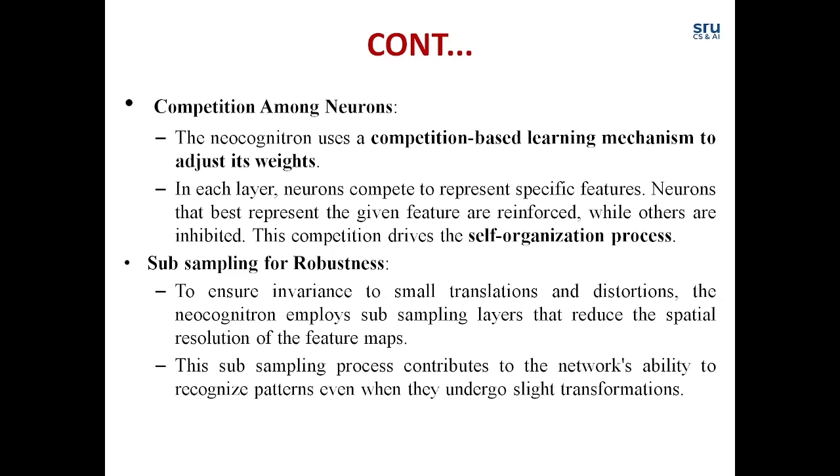Subsampling for robustness: invariance to small translation and distortion. The Neocognitron employs subsampling layers, which reduce the spatial resolution of the feature map. This subsampling process contributes to the network's ability to recognize patterns even when they undergo slight transformation.